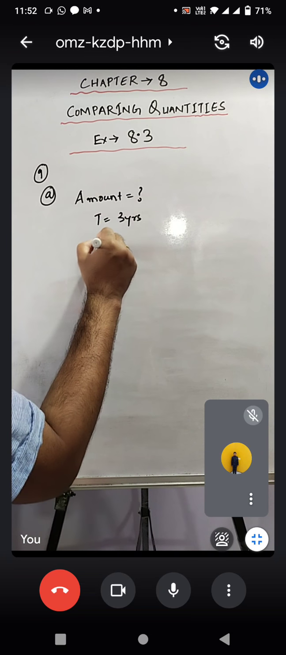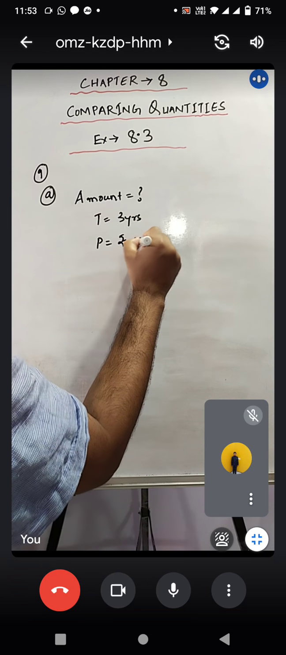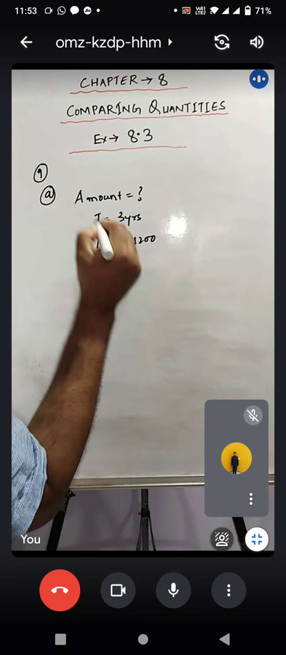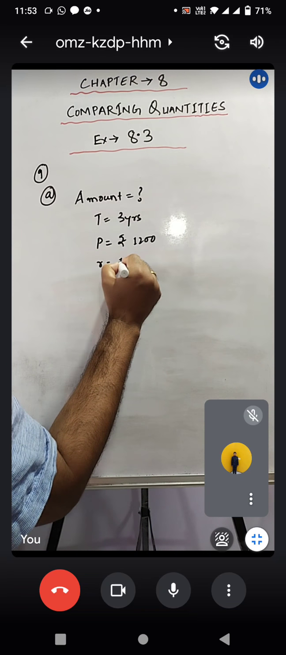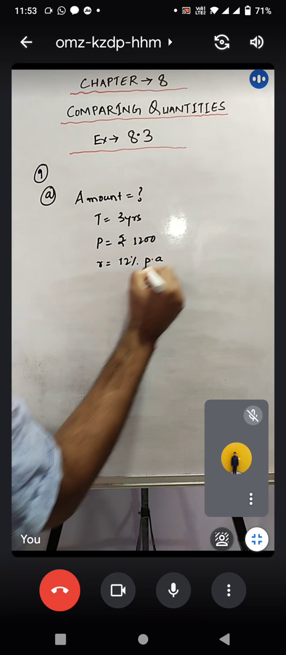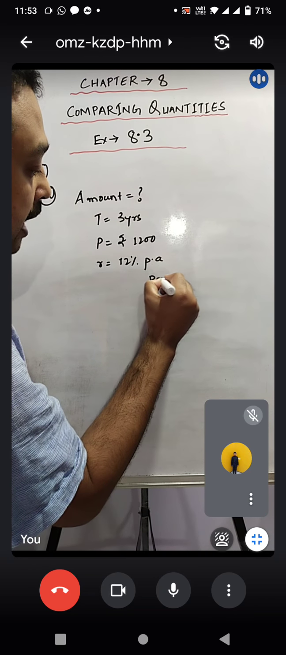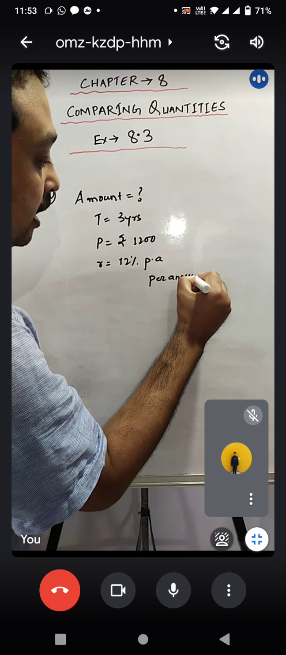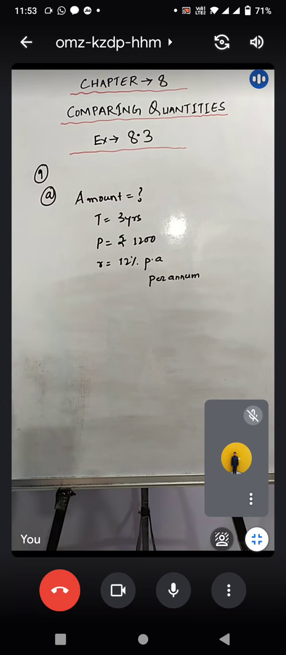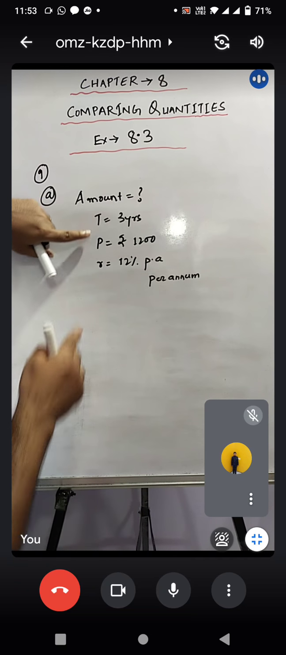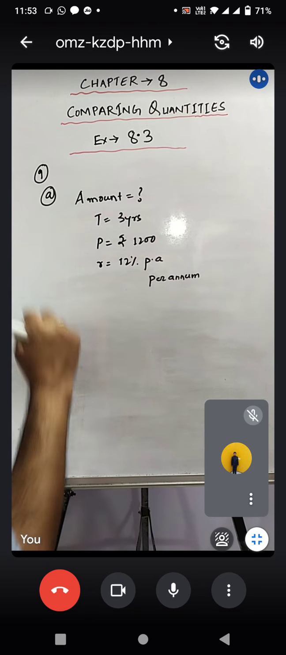Now you see, principal is given as rupees 1,200. And I said that any value which has a percentage sign would be the rate percent. 12% PA. Now what about this PA? PA means per annum, ek saal mein, means in 1 year. Now what are the values given? P is given, R is given, T is given, and we have to find out the amount.